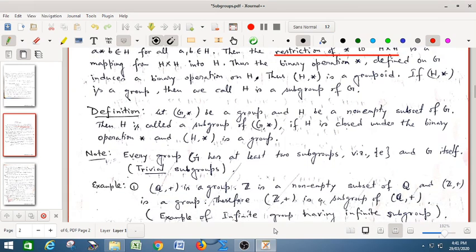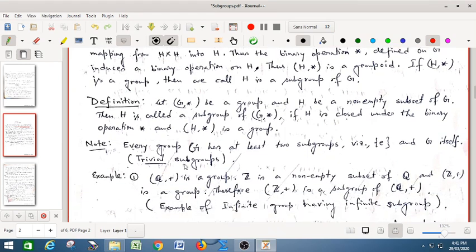Examples. Every group G has at least 2 subgroups, that is the group itself, and if you take only the identity element, these are called trivial subgroups.